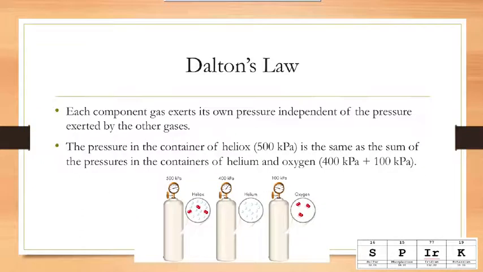Each component gas exerts its own pressure, independent of the pressure exerted by the other gases. So the pressure in the container of heliox on the left, which has helium and oxygen in it, is at 500 kilopascals. That is the same as the sum of the pressures in the containers of helium and oxygen, helium being 400 kilopascals and oxygen being 100.